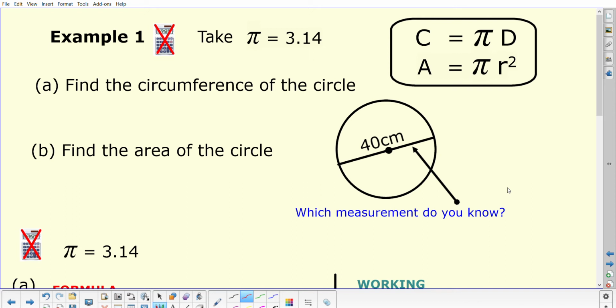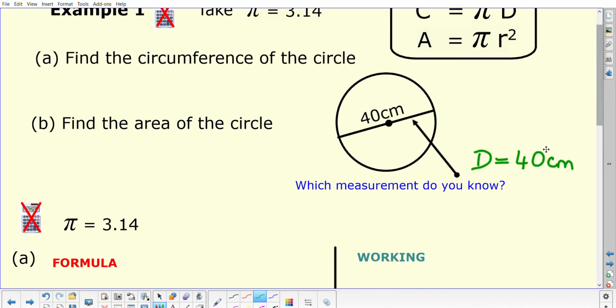So if you look at the circle, first of all, you need to know what information you have already been given about this circle. Clearly, it's the distance from one side of the circle to the other, so it's the diameter that you know. The diameter for this circle is 40 centimetres. In the first instance, we're trying to work out the circumference of the circle.